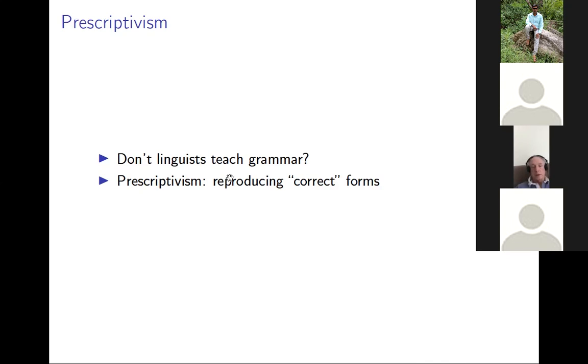Okay, so prescriptive grammar is not the domain of linguists. So we don't have to teach people what is the right form versus wrong form.